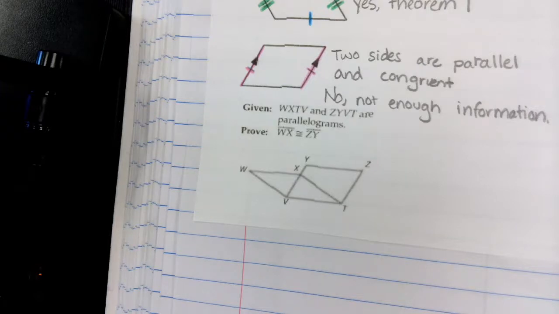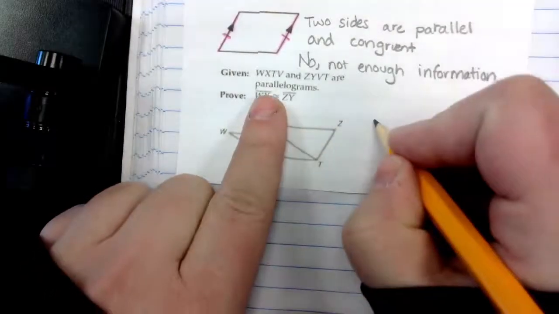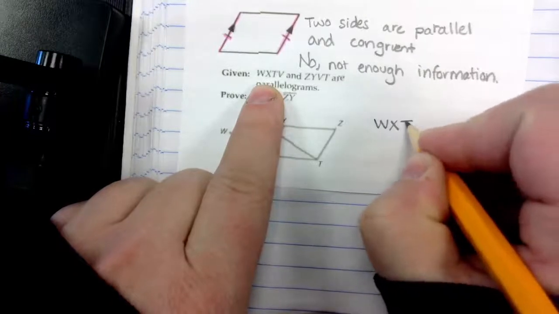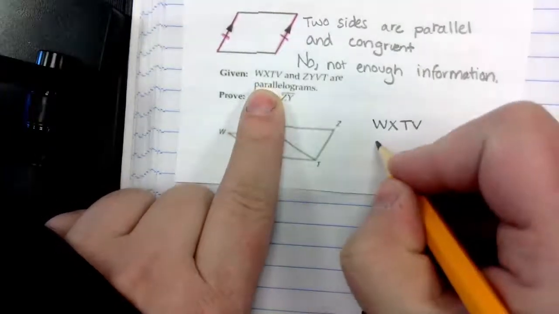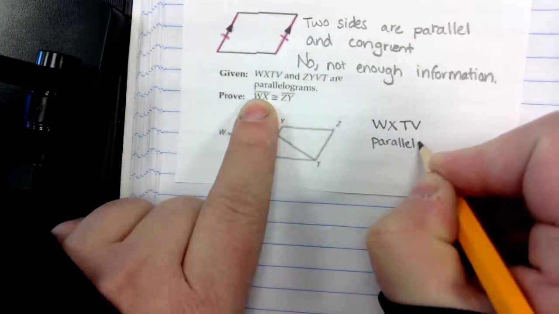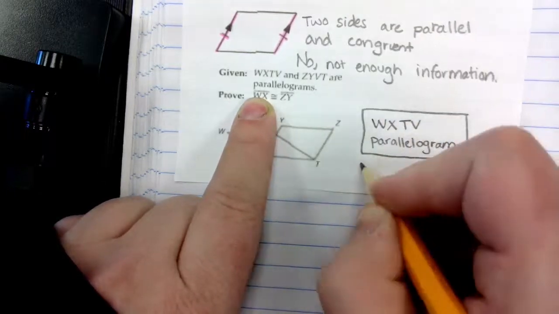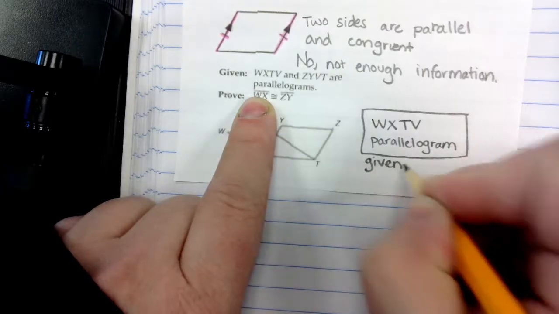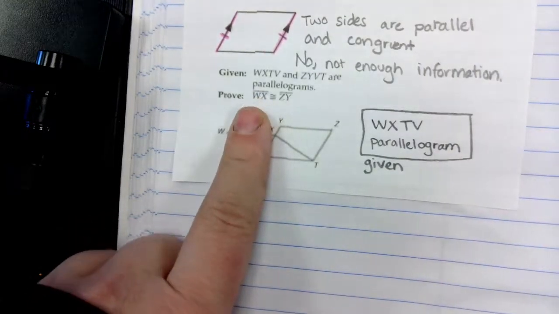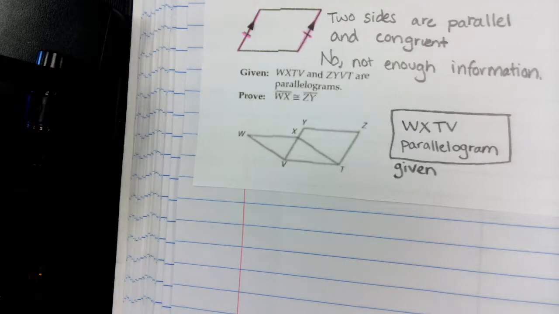I like flow proofs. All right, so we're going to start with our given. And our given is that WXTV is a parallelogram. And we're going to separate that from the other given. That was one of the parts that was given. What was the other part that was given to us? Yeah, ZYVT is a parallelogram.